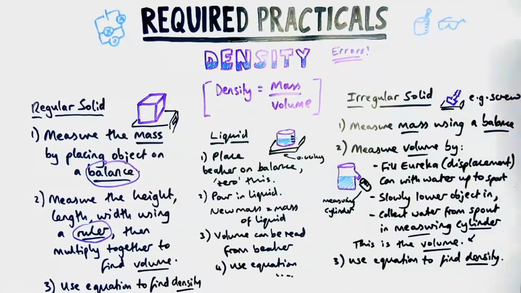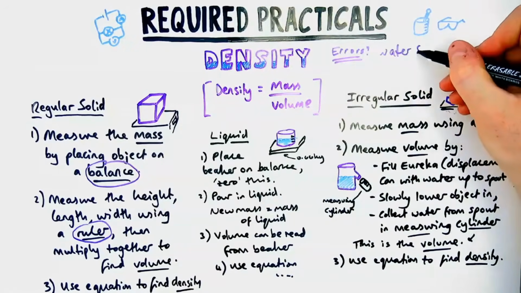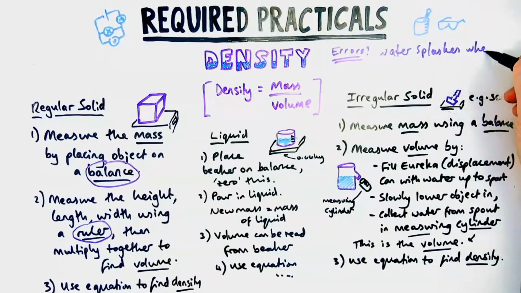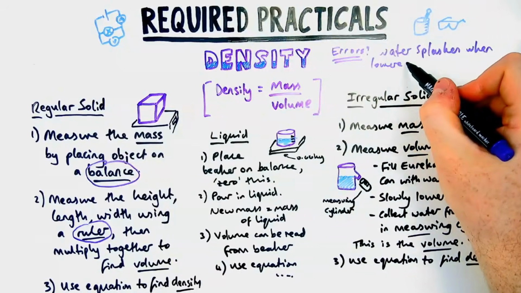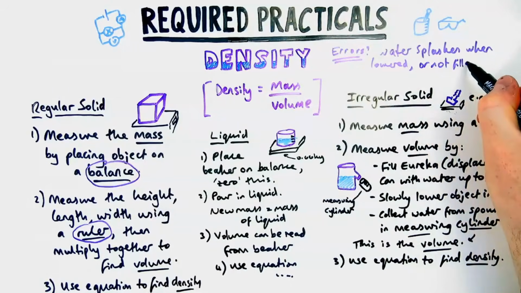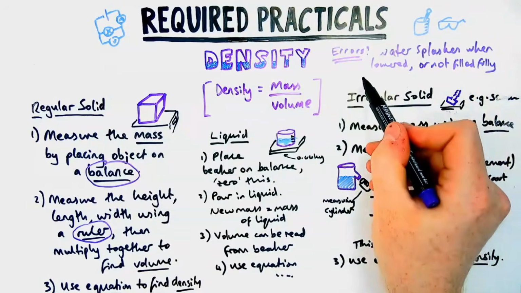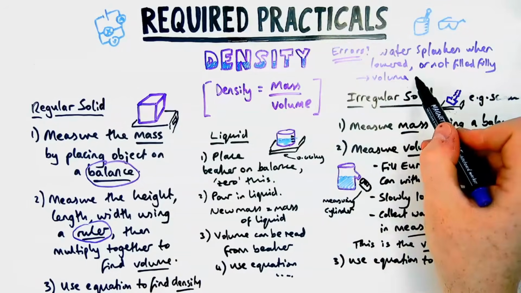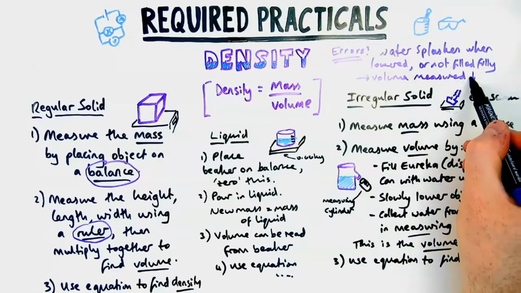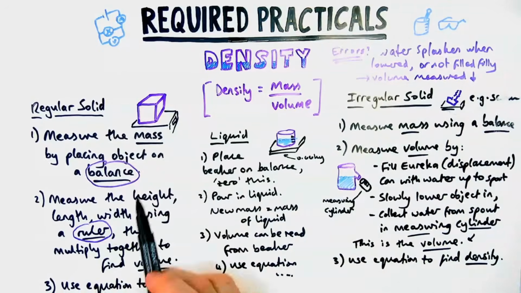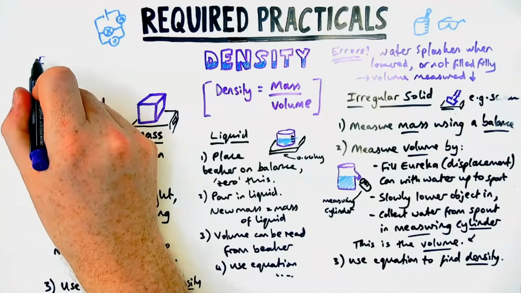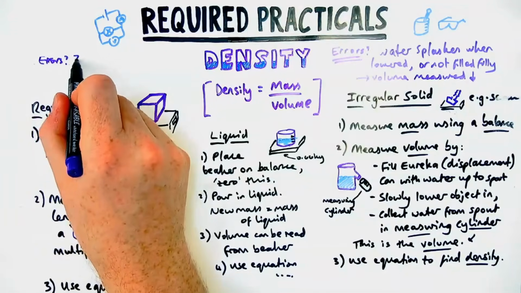So different errors then you could encounter during this experiment. We're going to deal with the irregular solid because that's by far the most errors you can have. So the issue might be that when you lower it in, water splashes when lowered, or if you don't fill the spout fully. That could lead to the volume you measure, the water that comes out, being lower. So it could be a lower volume, which means that the density you record might actually be a bit higher.